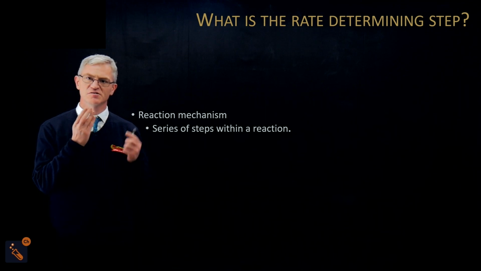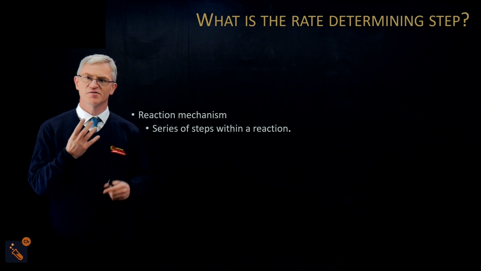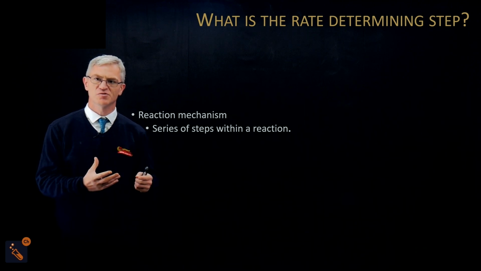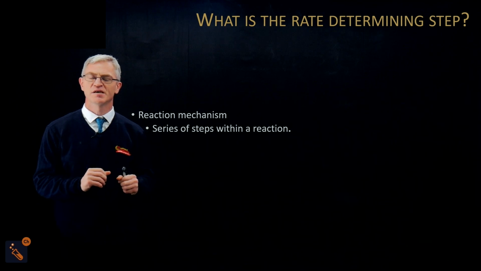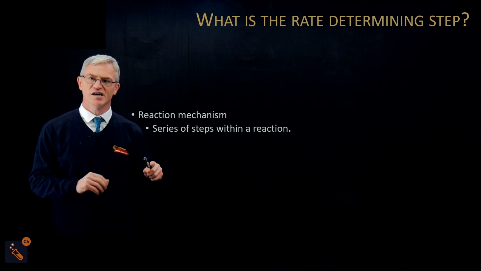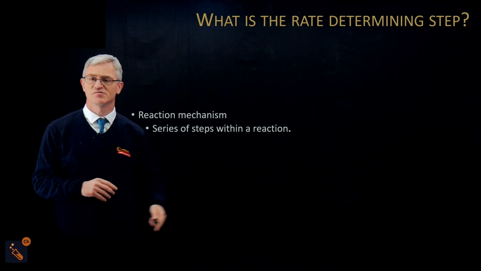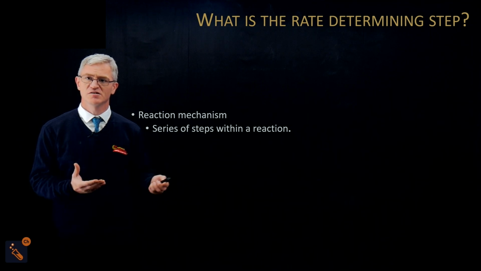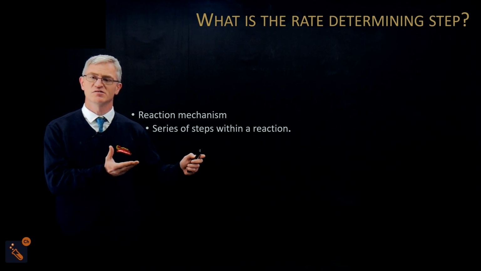Now, every single reaction has a series of steps. You'll see that from when you have an energy or enthalpy profile where it goes up and then comes down like this. Now, that means normally what you do is you go from the reactants to an intermediate and then down to your products.